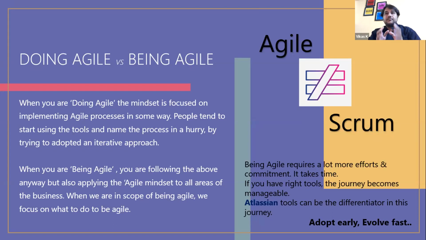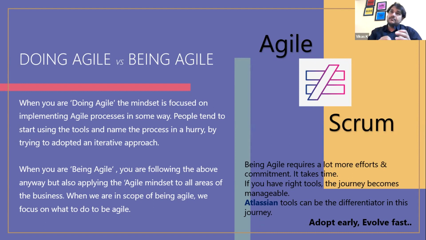When you look at the problem, the first thing that comes into your mind is, okay, this is how we are going to do this first, then this second, then this third, and at the end of 2 or 3 sprints, this is how it's going to look, right? When we are in scope of being agile, we focus on what to do to be agile. We are not just adopting a name, we are not just adopting a tool, but we are actually changing the attitude, we are actually changing the mindset. And so being agile requires a lot more effort. It will take a lot of time.